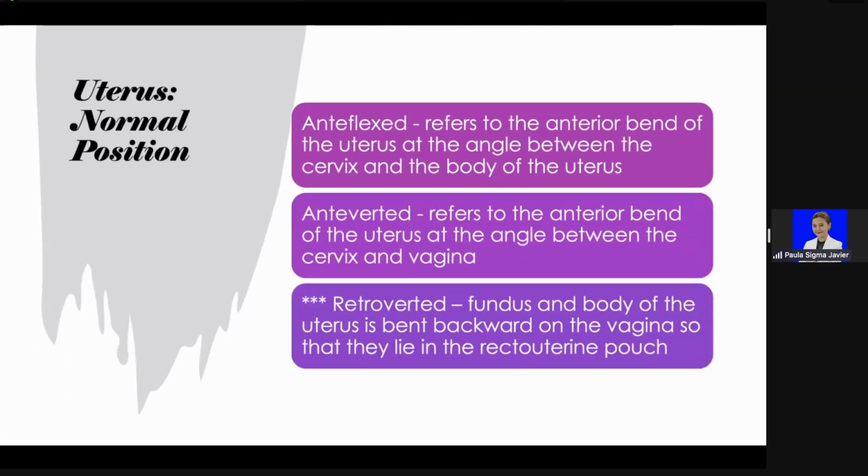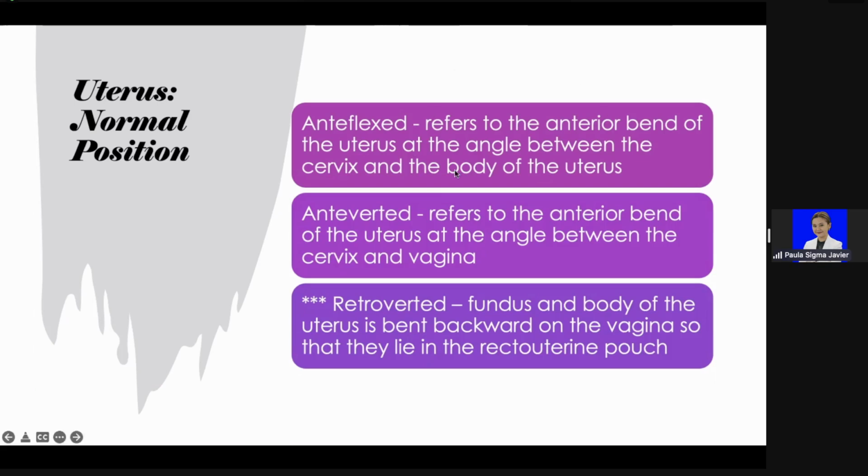So what is the normal position of the uterus? It is anteflexed and anteverted. Basically, this just refers to the angles of the uterus between the uterus, the cervix, and the vagina.